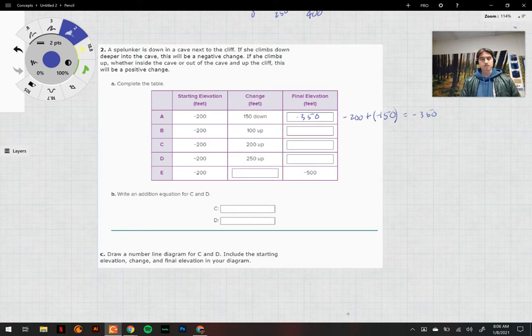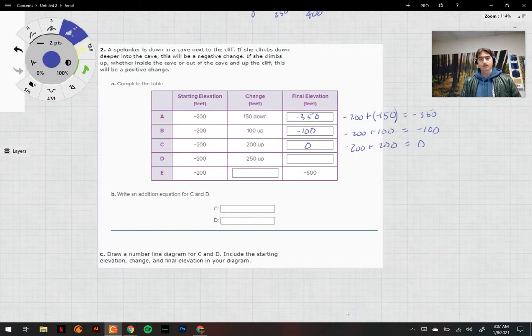All right, starting elevation is negative 200 feet, and I'm going up 100 feet. 200 has a larger magnitude, so if I take the difference between the two, 200 subtract 100, that gives me 100, and since 200 is negative, my answer is negative 100. Negative 200 starting elevation, and went up 200. I'm just adding opposites, so that equals 0. That's the easiest one. When you add two opposites, it equals 0.